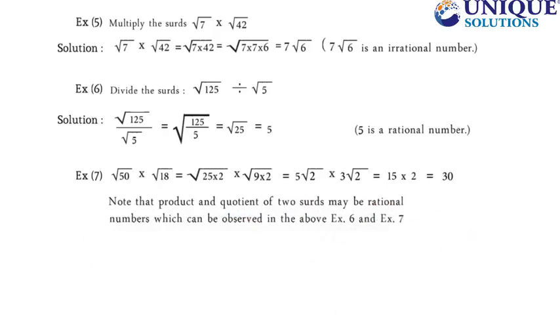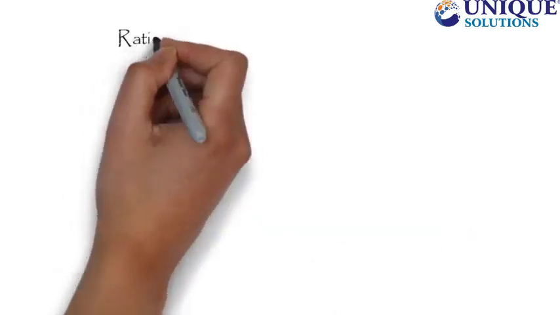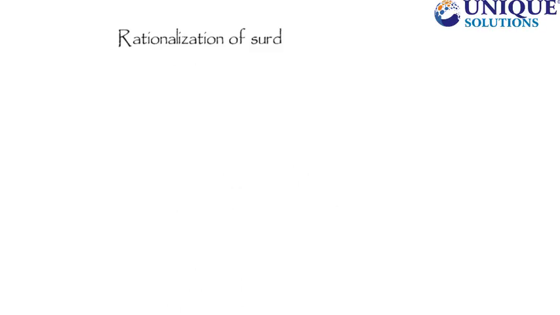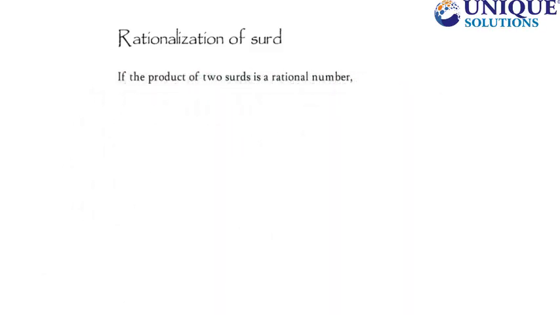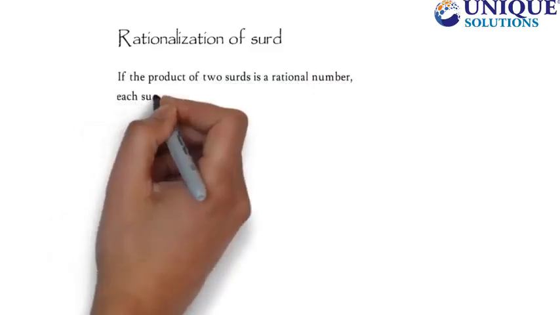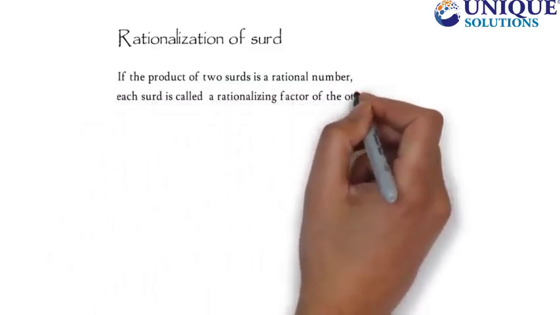Rationalization of surds. If the product of two surds is a rational number, each surd is called a rationalizing factor of the other surd.